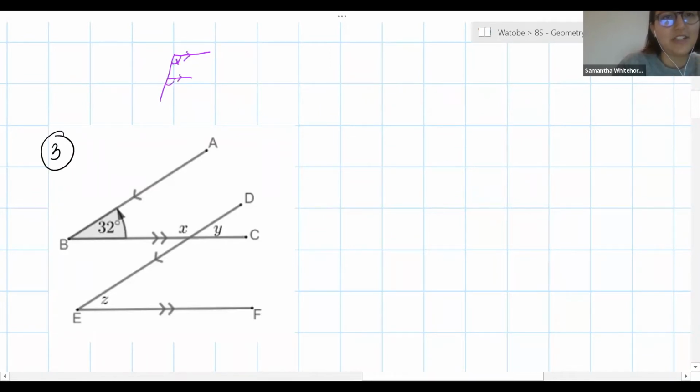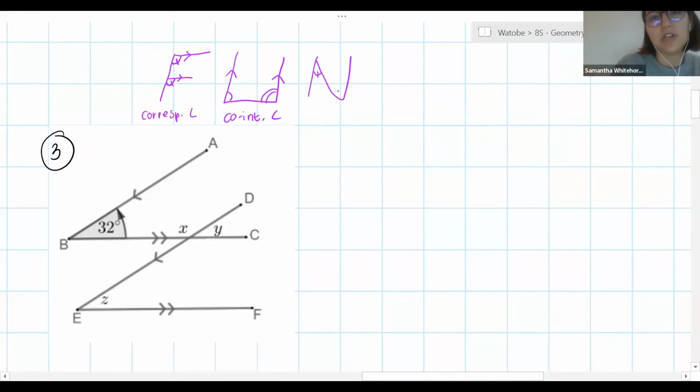The answers. Anele, just to help you a little bit, here are our reasons. Remember, F corresponding, co-interior, which have to add up to 180 degrees, and then our alternate angles. So hopefully that'll help. If it's not helping, just at least try and see if you can see any of those shapes in the diagram to try and help you.